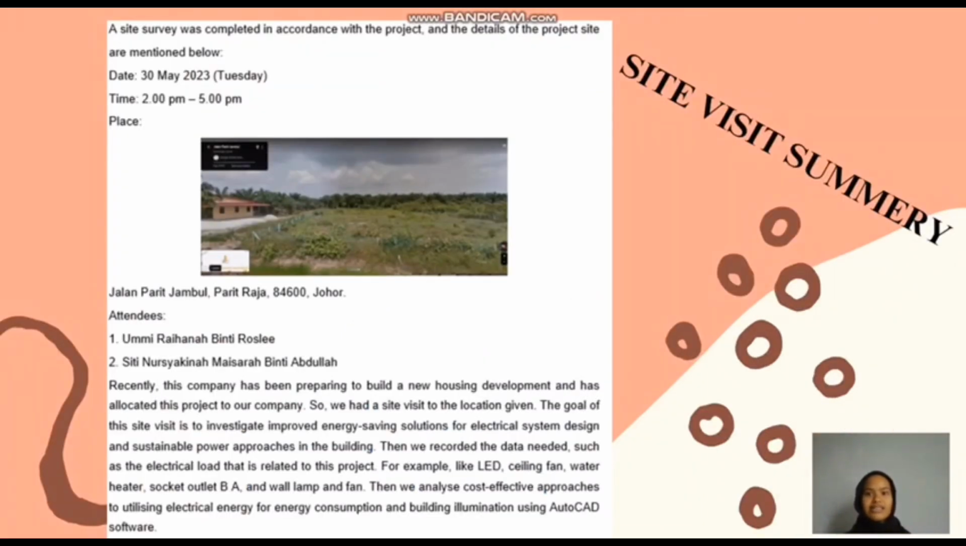So this is the site visit summary, in which the site visit survey was completed in accordance with the project, and details of the project site are mentioned below. So this is the place that we visited, which is at Jalan Parit Jambul, Parit Raja 84600 Johor, and the attendees are UMMI RAIHANAH and SITI NURSYAKINAH Maisarah.